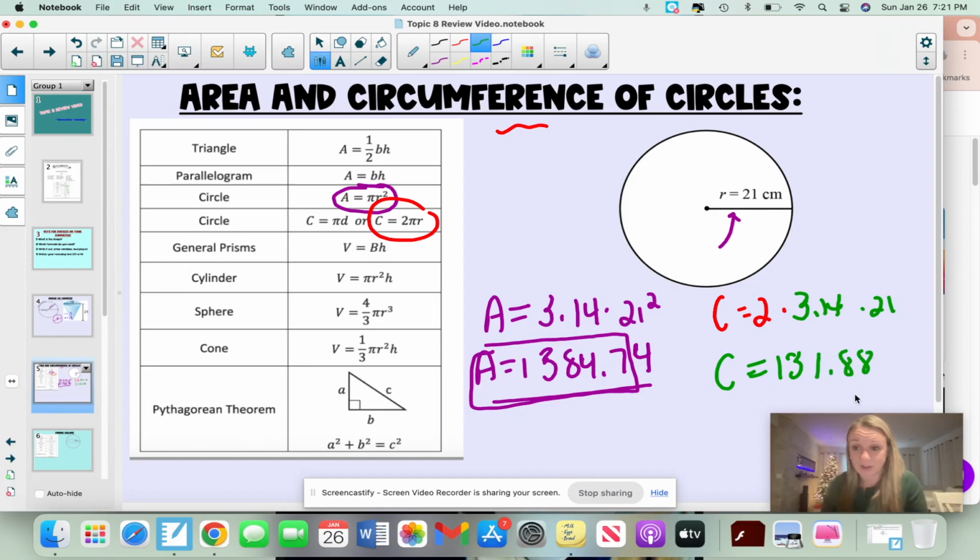131.88. Now, if you're rounding to the nearest hundredth, that's exactly what your calculator gives you, so you're done. But if you needed to round to the nearest tenth, it would be 131.9. That 8 would tell the other 8 to move up. But again, it's multiple choice, so you'll see what it's asking for.